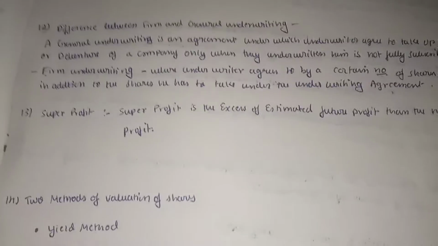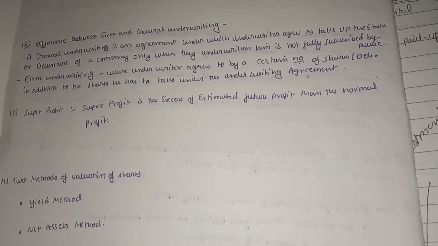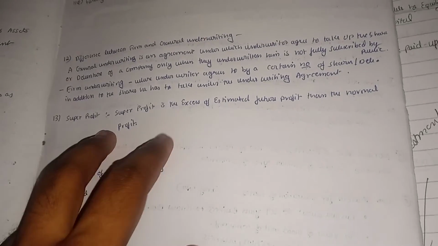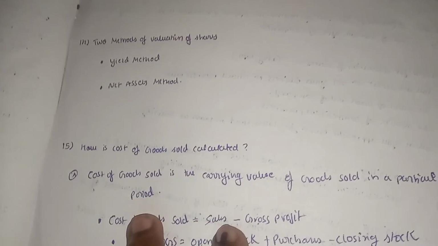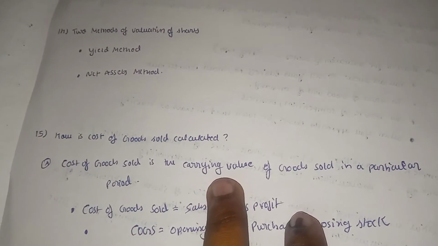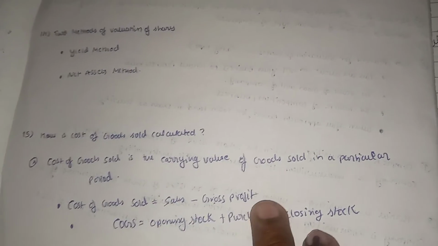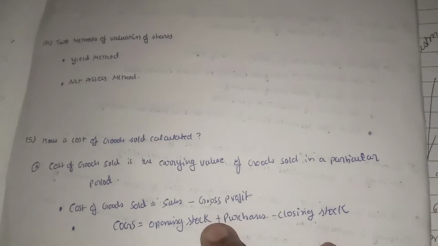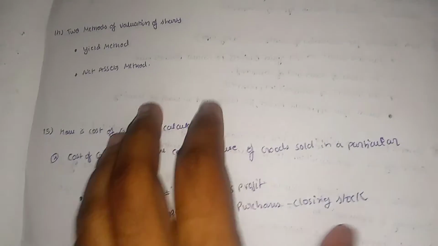They can ask you what is super profit. Super profit is the excess of estimated future profit over the normal profit. This has chances of being asked for 2 marks. Two methods of valuation of shares: yield method and net assets method. How is cost of goods sold calculated? Cost of goods sold is the carrying value of goods sold in a particular period. If they ask for the formula: cost of goods sold is sales minus GP, or opening stock plus purchases minus closing stock. They asked this question in the 2018 paper, so there is a chance of it coming or not coming.